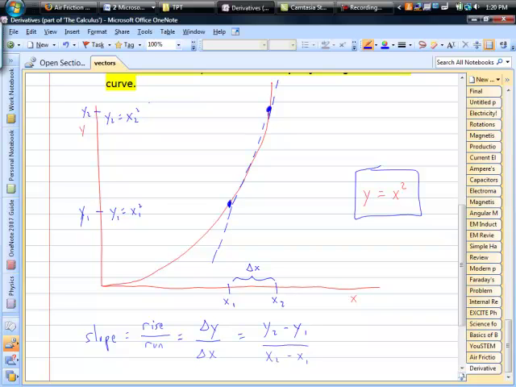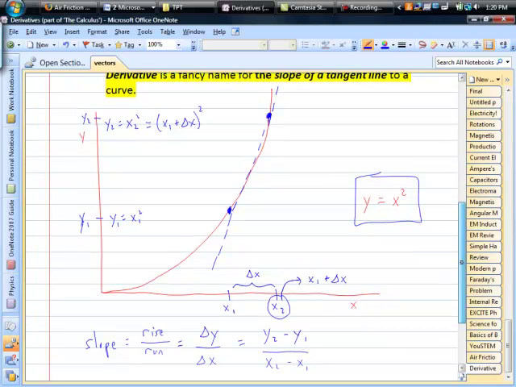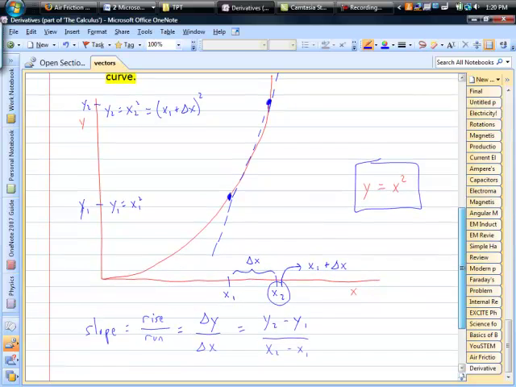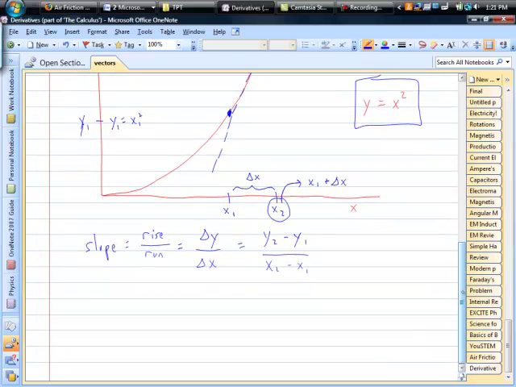But there's another way that we can write x2, for example. Instead of calling it x2, that's the same as x1 plus this little delta x that we're tacking on along the x-axis. Okay? So up here for our y value of that point, x2 squared is the same as x1 plus delta x, that quantity squared. Okay? So it's just notation. It might look kind of weird if you haven't done this before. What I'm going to do is nothing more than apply the slope equation.